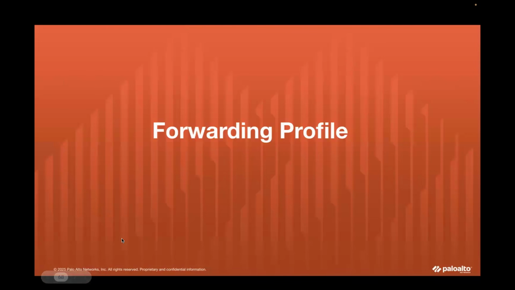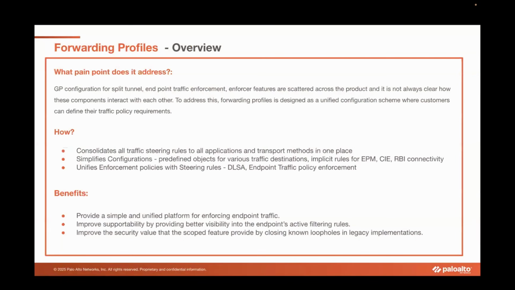So now let's look at the forwarding profile, right? With the forwarding profile, we have all of the traffic steering rules in one place, including the endpoint traffic policy enforcement, the enforcer, and of course the split tunnel as well. It gives a better view of the configuration, because all the traffic rules are configured at one location, and you also have a better debuggability view at the end agent.